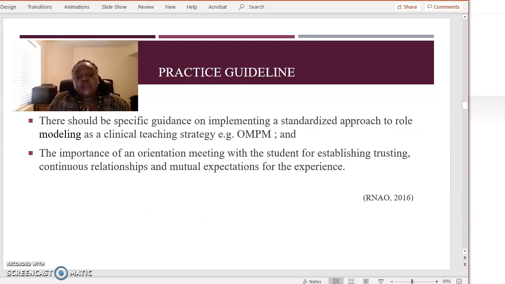There should also be specific guidance on implementing a standardized approach to role modeling as a clinical teaching strategy. And this is where the 1-minute preceptor method comes in, because it's really specific. There is a procedure in place, there is a standard in place, and the preceptor is able to follow the standard and able to give positive feedback to the student as well.